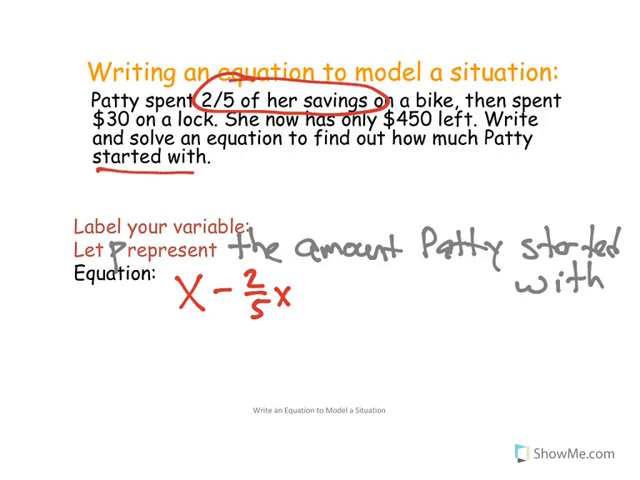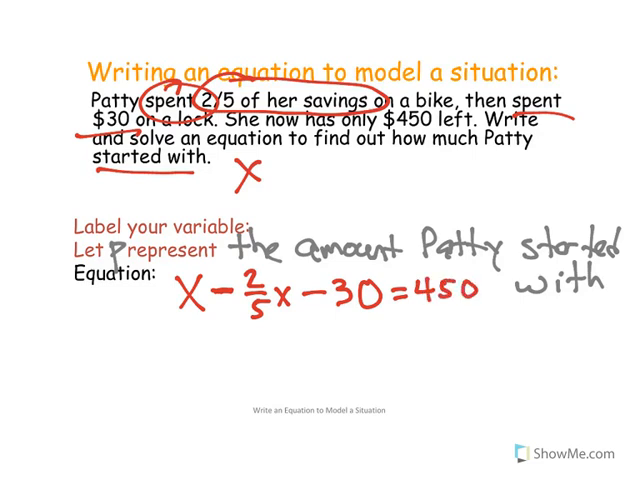So how much did she start with? X. What did she do? She spent 2/5 of X. So we're losing 2/5 of X. And then what did she do? She spent another $30 on a lock. So she had X. She spent 2/5 of her X. And then on top of that, she spent another $30. Now she's only got $450 left.